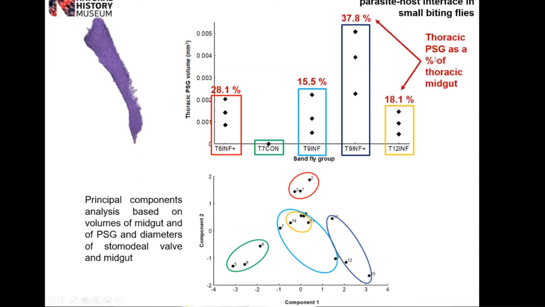And when you compare the thoracic PSG as a proportion of the thoracic midgut, you can see that it was much greater, almost 40% in this group with the second blood meal than in those that only had one infected meal. What was quite surprising is that it's relatively high in this group here, but that's because they actually had a smaller volume of the thoracic midgut, so the gel had a relatively bigger proportion. But even so, in these ones, it was the greatest.